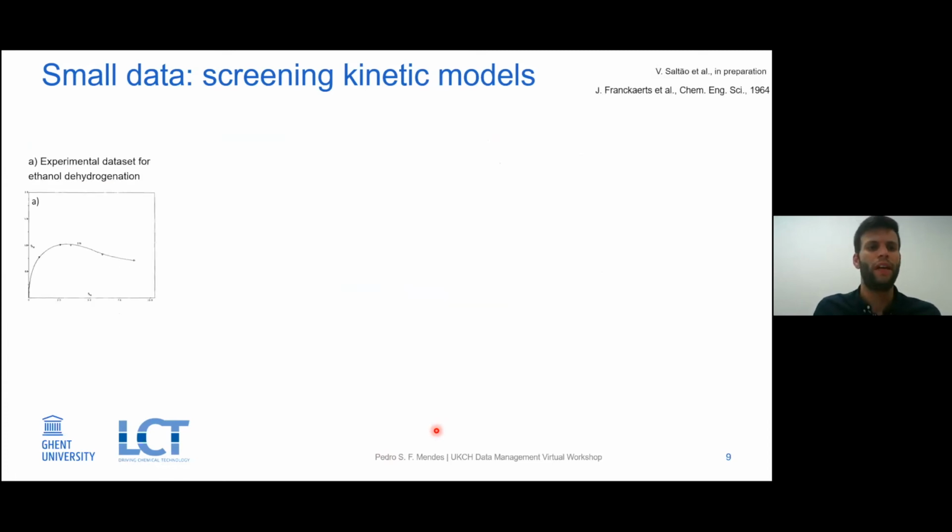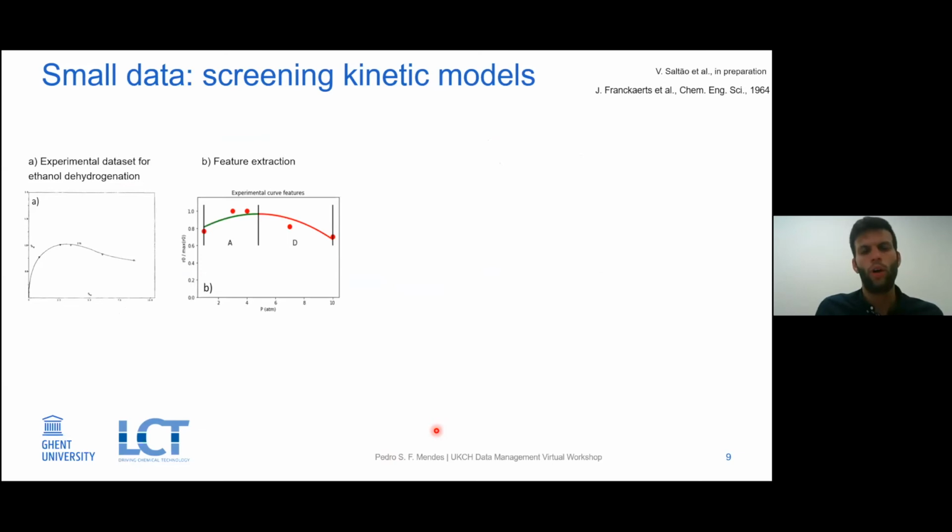To give you an example, we took a very old case. In fact, a textbook case that we typically use here at Kent University for ethanol dehydrogenation. So you can see now the experimental curve. The data in this curve was fed to the tool. The tool was able to recognize two features. So a first increase and then immediately a drop.